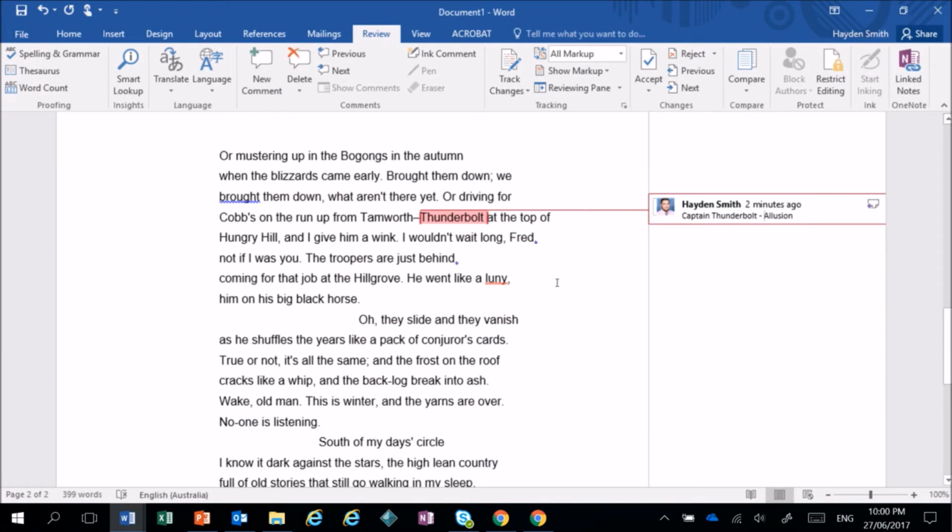So his storytelling is obviously quite unique in that he injects himself into the myth of Thunderbolt, but it's obviously a work of fiction.